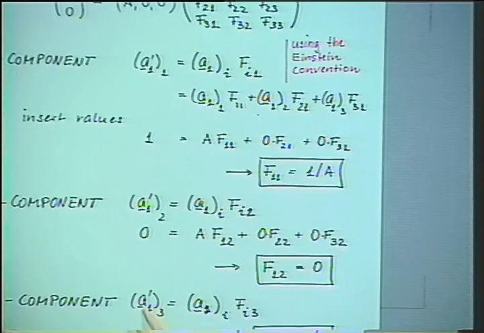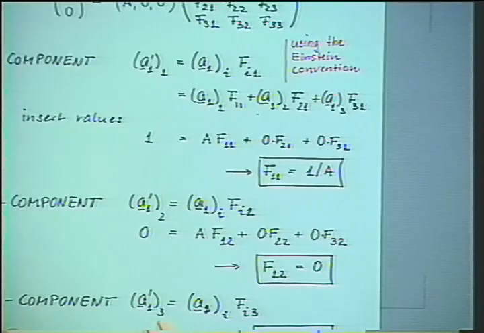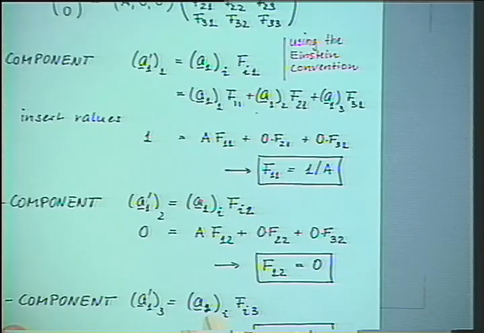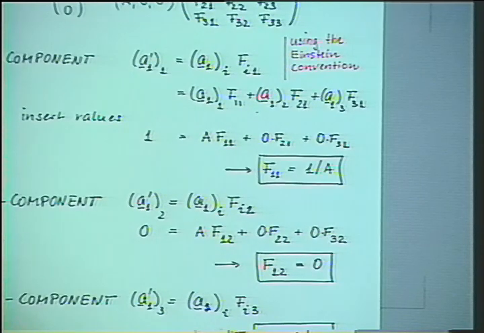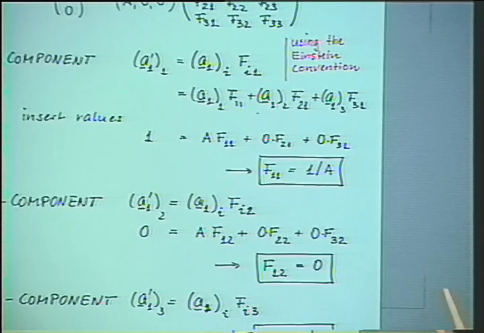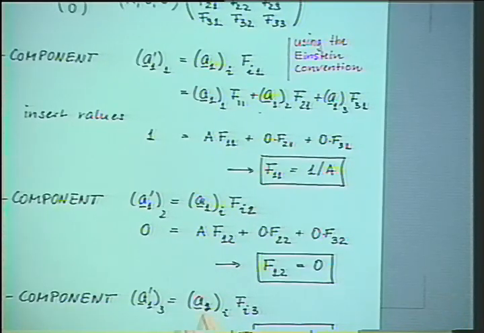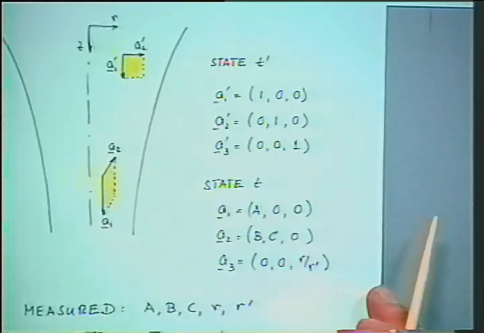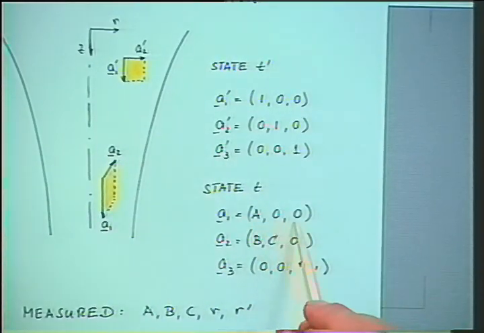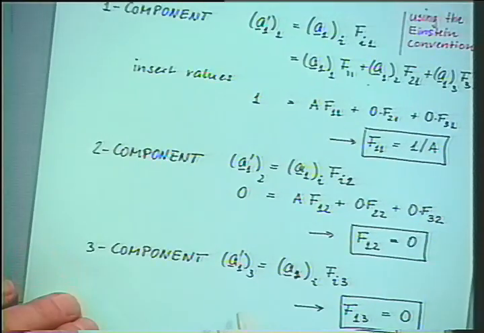And this results in A1 prime, 3, the scalar component in the 3 direction of our first material vector, being equal to this material vector A1 at time t, at state t, taking the ith component and multiplying it with Fi3, summing i from 1 to 3. We get the 3 components. And on this side, again, we put in the 3 components of our first material vector at state t, A, 0, 0. And we find that 0 is equal to F13. And this is the next result.